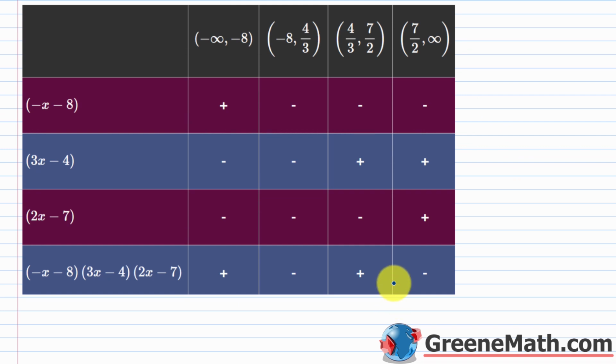So just coming back down here, I would just look at the intervals where that's going to be a positive. So that's right here, and then that's going to be right here. So in this guy, it would work. So that's where x is less than negative 8. Then I'm going to put the keyword or. This is another interval where it would work. So this is x is greater than 4/3 and less than 7/2.